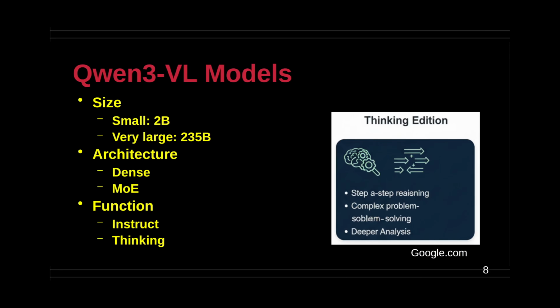The third difference is function, that has two variations: Instruct versus Thinking. Instruct editions are aligned for general use, prioritizing speed and efficiency for most everyday tasks. Thinking editions are designed for complex problem solving. They employ an internal thinking mode to generate step-by-step reasoning called chain of thought before producing the final answer, making them better for complex math, science, and multi-step analysis.